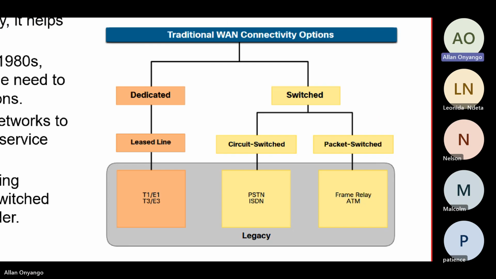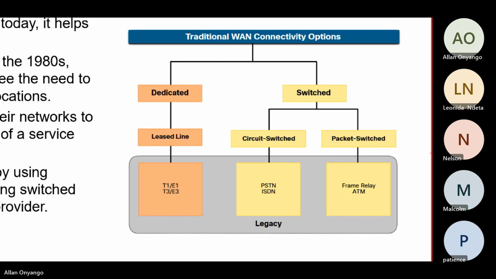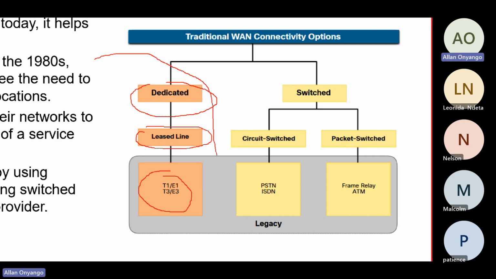And so looking at the diagram that we have here, under the traditional connectivity options, we have the dedicated connection, and a very good example of dedicated is the leased lines. And leased lines could either be in the form of T1 or E1, or it could be T3 or E3, okay? And this was one of the most expensive ones, as we'll be talking about in a minute. Then apart from the dedicated options where the customer got internet directly from the ISP, which is what made it very expensive, we also had the switched connectivity options.